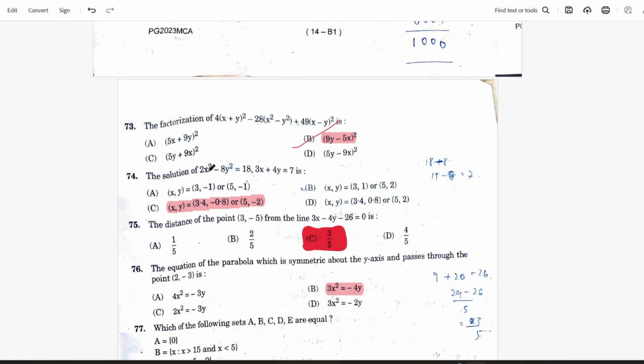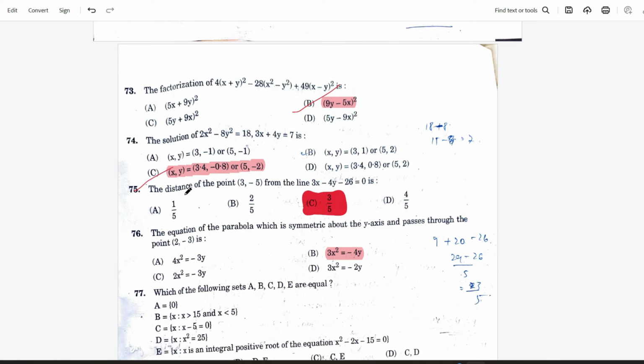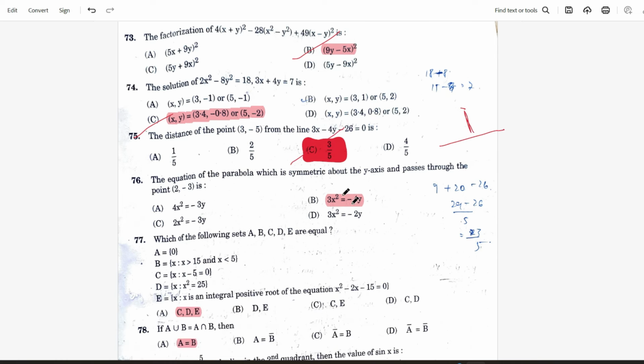And the solution for 2x square, you can satisfy with the options also. Then the distance of the point with respect to the given equation: the equation of the line is given, the point is given, so you need to find the distance. There is a formula for this. By this, C is the right answer.